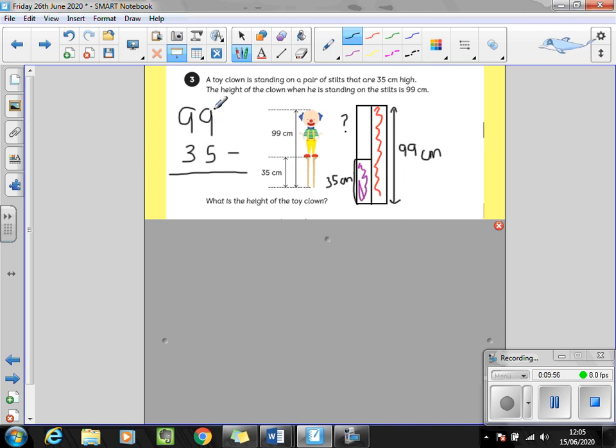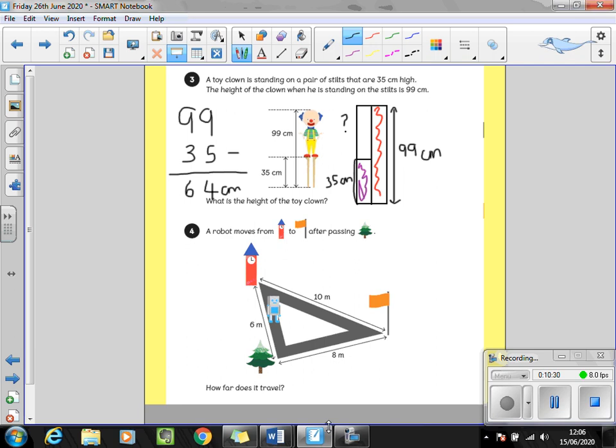So we start with our ones column again. 9 take away 5 leaves us with 4. And then we can transfer to the tens column. 90 take away 30 is 60. But we don't write a 6 and a 0, we write a 6 because that 6 represents 6 tens, which is 60. So hopefully the answer you got was that the height of the toy clown is 64 centimetres.